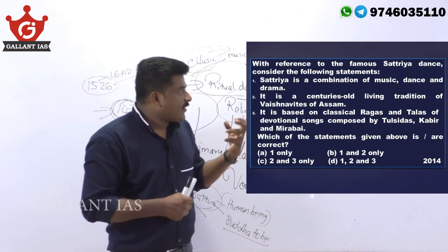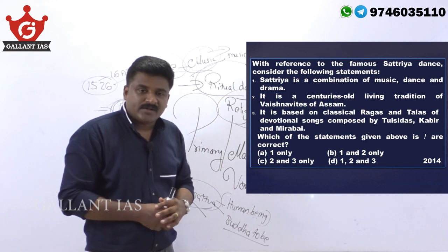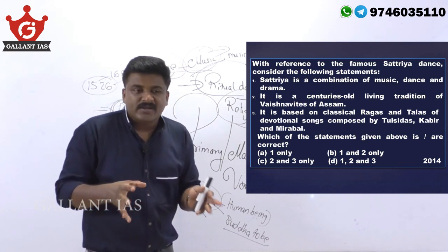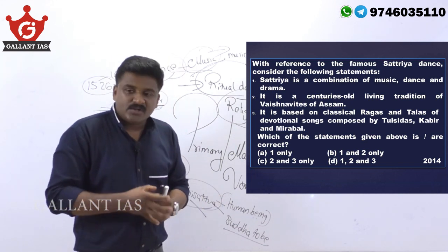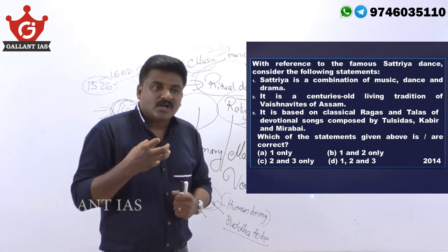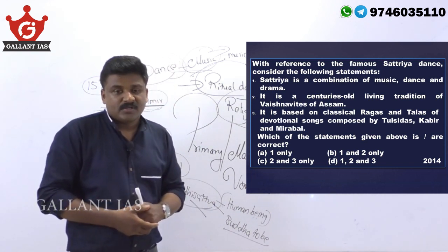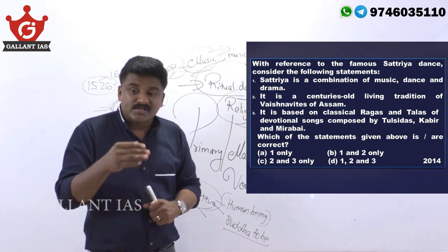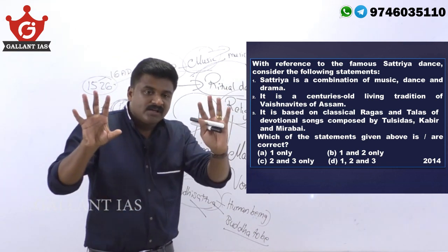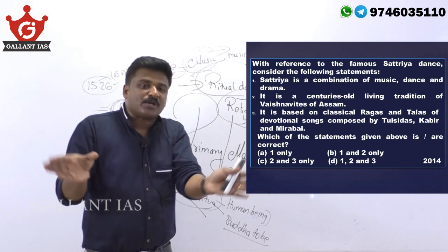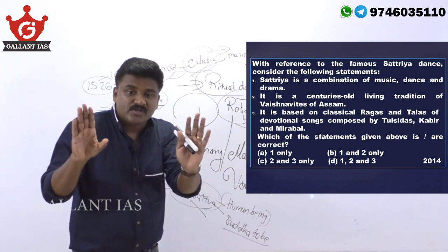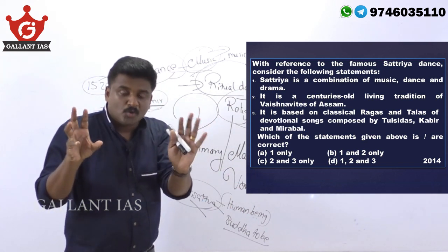Now, with reference to the famous Sattriya dance, consider the following. So, you heard that Sattriya belongs to the Indian state of Assam, and this Sattriya was introduced by Mahapurusha Shankaradeva, that is, for the promotion of Vaishnavism. So, music is there, dance is there, drama is there. This is something for the promotion of Vaishnavism, or it is part of the Vaishnava Bhakti movement in Assam.